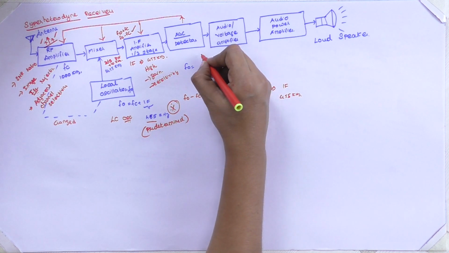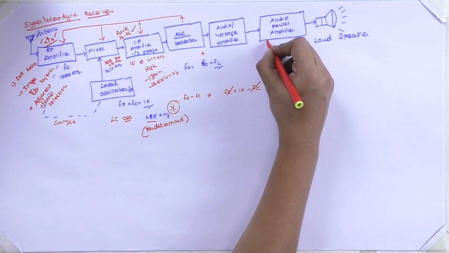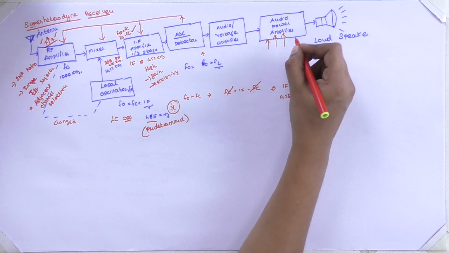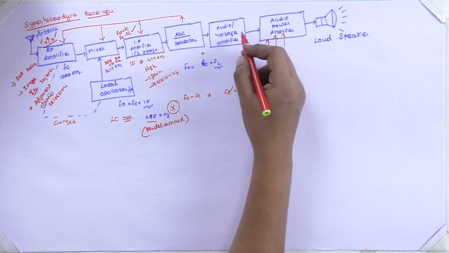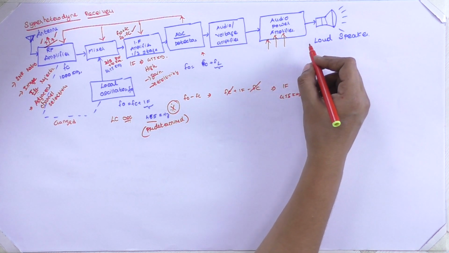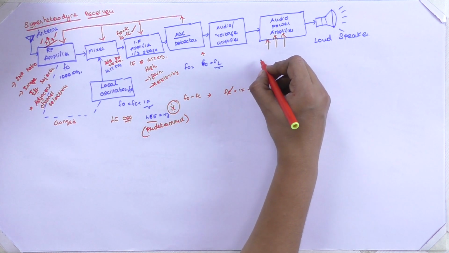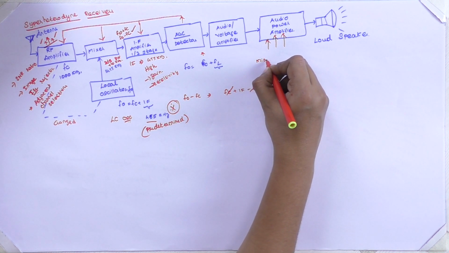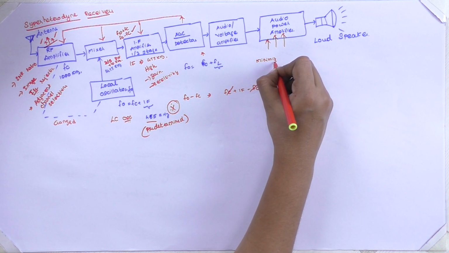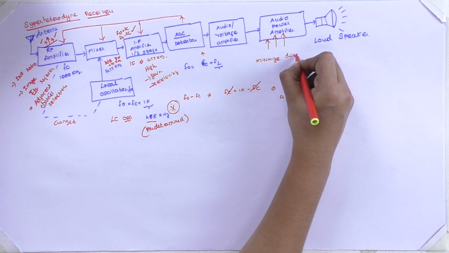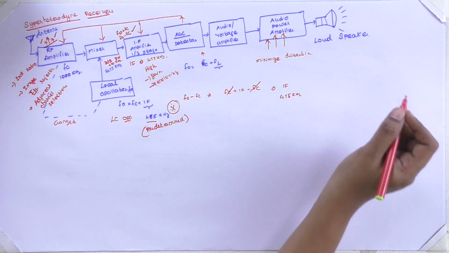The demodulated output will be weak in power. Therefore, to boost the power level, we go for the audio or voltage amplifier section and the power amplifier section, and also to minimize the distortion. This will be fed to the loudspeaker.